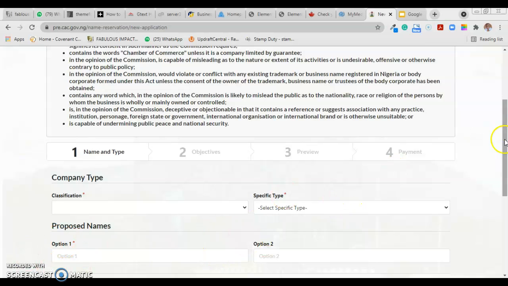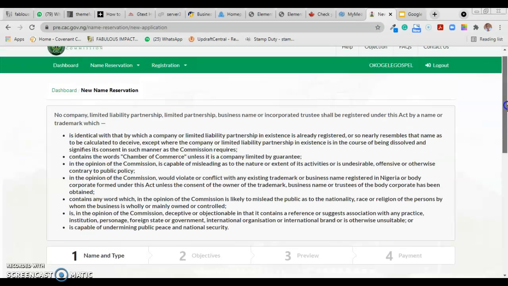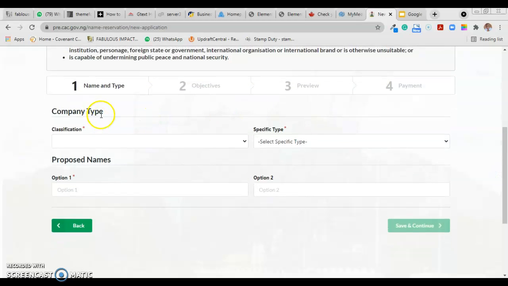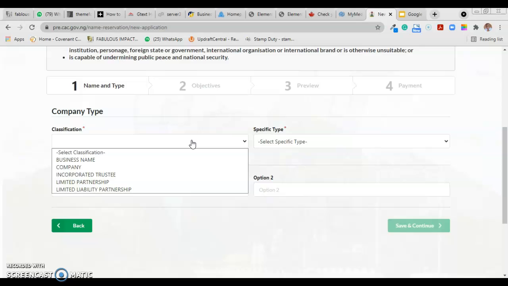I was starting from the reservation angle. So this is my account as usual, and you come to company types. So we are talking about company types. You can see that we have business name, company, and incorporated trustee. These were the former three, the only three that we had before, and now we have limited partnership and limited liability partnership. If you want to know more about this type of business, stay with me so that I can describe it for you, for your understanding. I'll be describing it in layman's language.